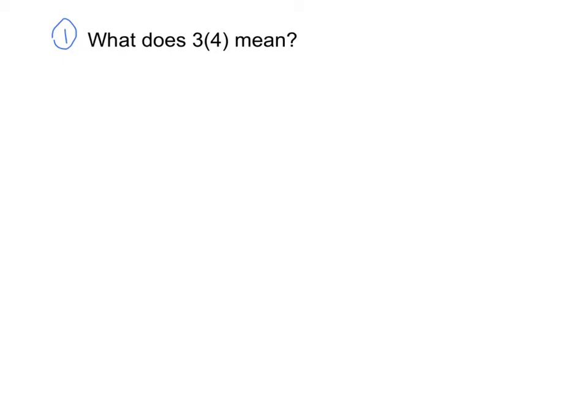Right, so first of all, I want you to think about what this means when I write 3 times 4. There are a lot of different ways to represent this, but one way of thinking about it is that 3 times 4 means there are 3 groups of 4 objects, or 4 whatever you're dealing with, right? And I can draw a little picture of that. So 3 groups of 4, right?